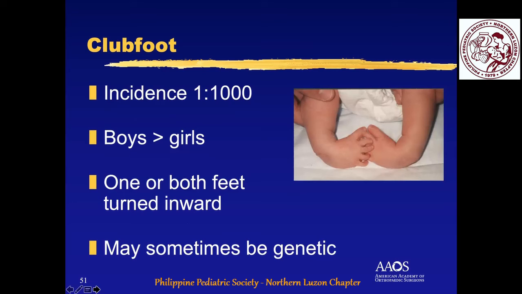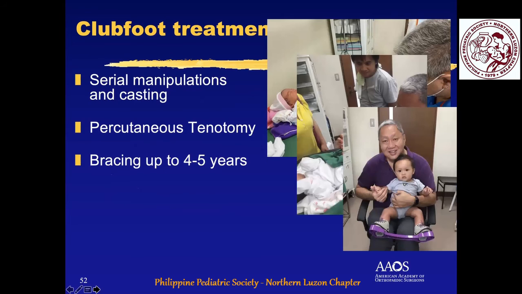Treatment of clubfoot usually starts with a period of manipulating the foot and casting them. This can be followed by a period of percutaneous tenotomy, and then bracing up to 4 or 5 years of age. If treatment is begun as early as possible and compliance is good, we have an upward of 90% success rate with clubfoot treatment using this Ponseti technique.